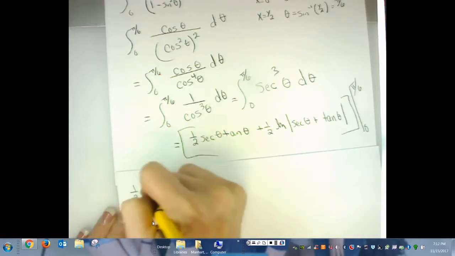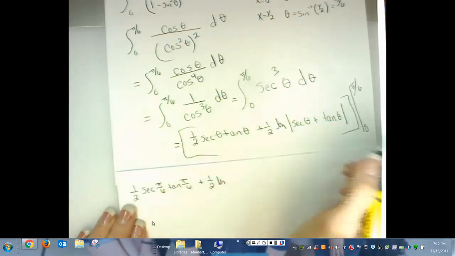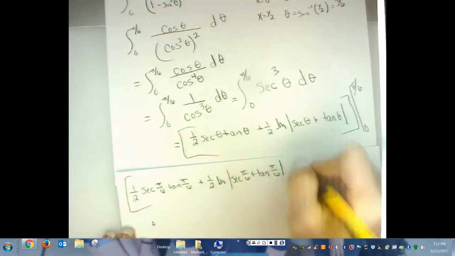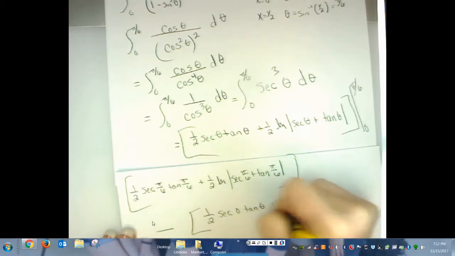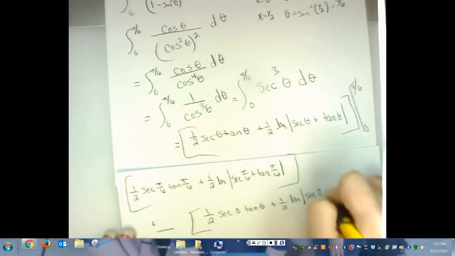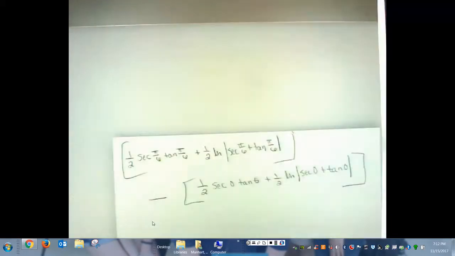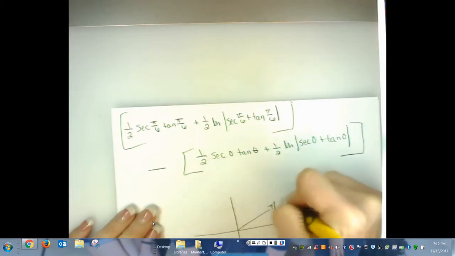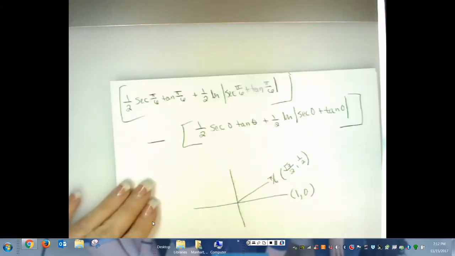So 1/2 secant of pi over 6 tangent of pi over 6 plus 1/2 natural log absolute value of secant pi over 6 plus tangent of pi over 6. Because of space, I'm going to say minus 1/2 secant of 0 tangent of 0 plus 1/2 natural log absolute value of secant 0 plus tangent 0. There we go. And you could put it into your calculator, but I'm going to quickly show you at pi over 6, cosine is the square root of 3 over 2. Sine is 1/2. At 0, cosine is 1 and sine is 0. So 0 radians, or 0 degrees, 30 degrees, pi over 6 radians.